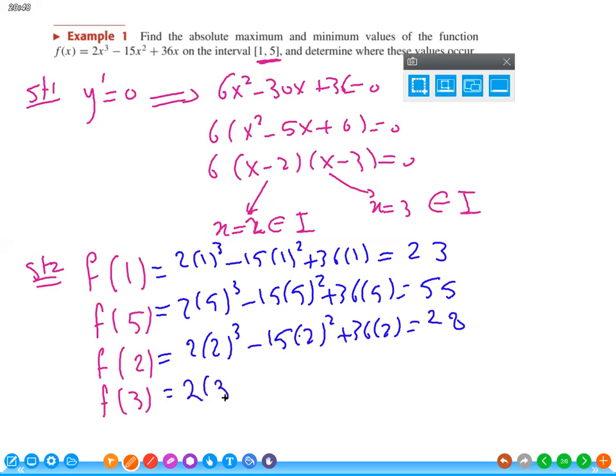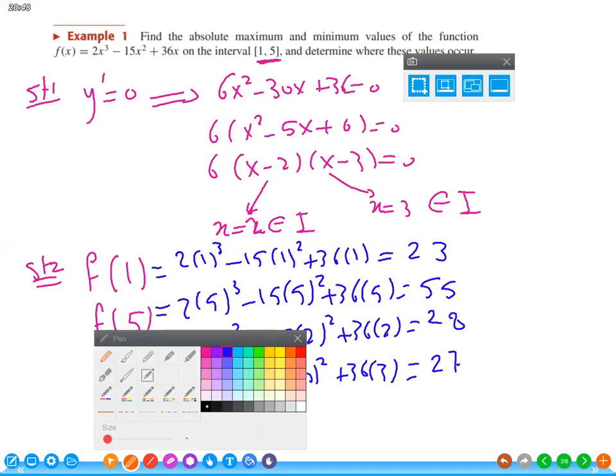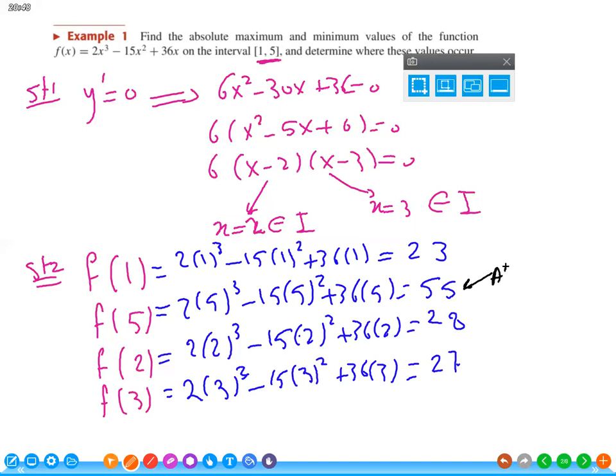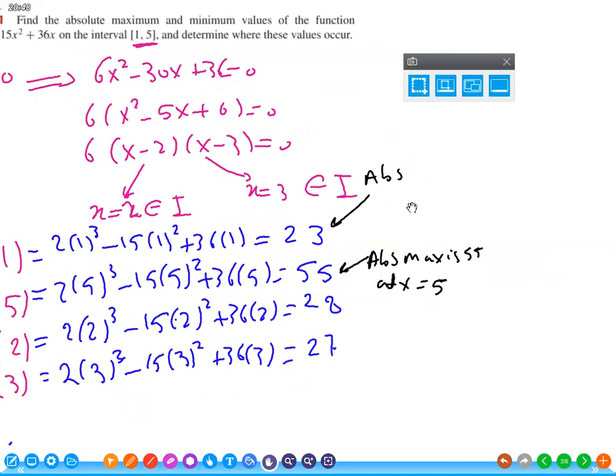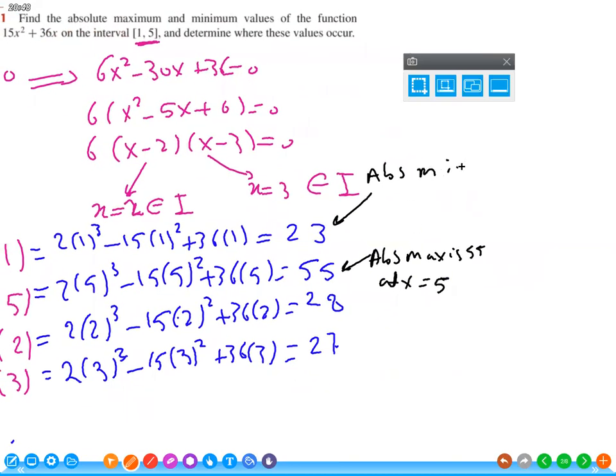At 3, we replace in the original, or you can use your calculator by using the setting calc. Plus 36 times 3, the answer is 27. What is the highest value here? The highest value is 55. So the absolute maximum is 55, which occurs at x equal 5. The absolute minimum is 23, which occurs at x equal 1.